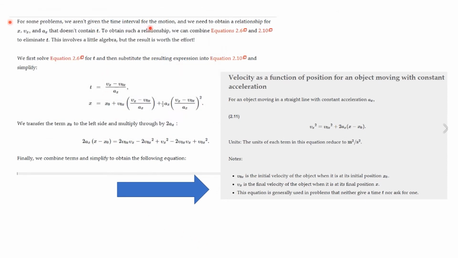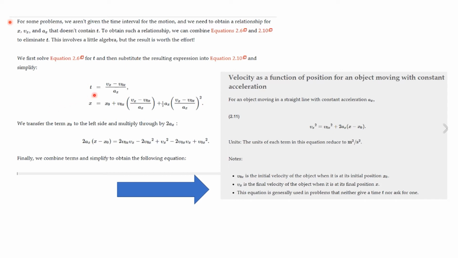Now, for some problems, we aren't given the time interval for the motion, and we need to obtain a relationship for x, v sub x, and a sub x that doesn't contain t. By the way, some students ask me, how do I know to use this equation? That's exactly when you know to use this equation, when you don't have t in the problem. So to obtain such a relationship, we can eliminate t from some earlier equations. Now this involves some algebra, but we'll go through it, and the result is a very useful equation.